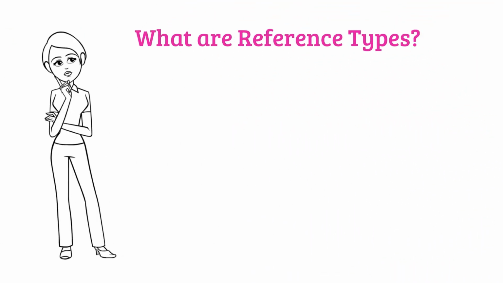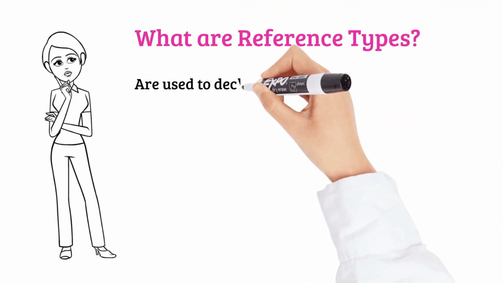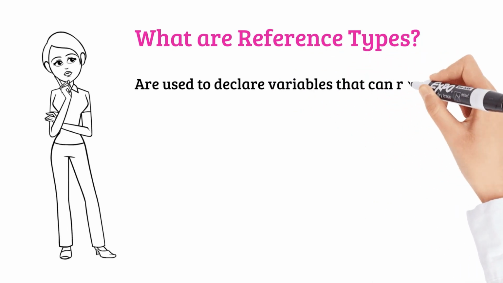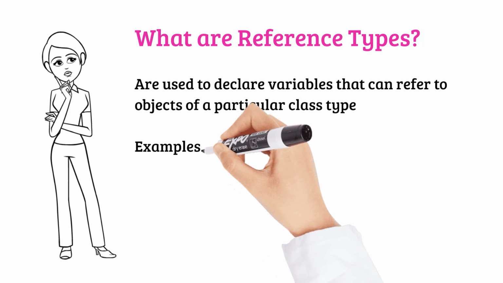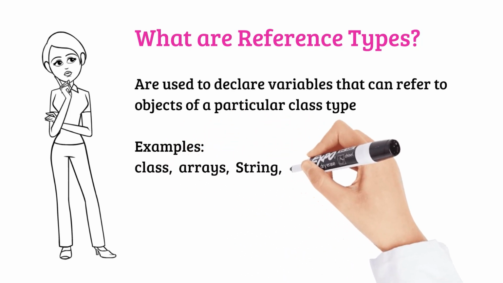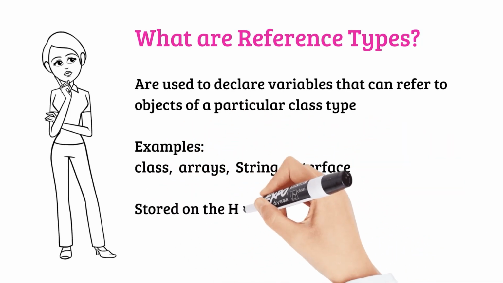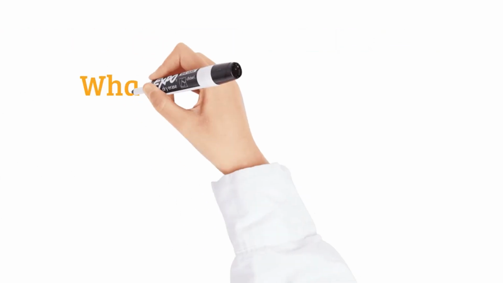What are reference types? Reference types are used to declare variables that can refer to objects of a particular class type. Reference data types are stored on the heap. The heap is a memory space that stores larger data types, such as arrays and objects.